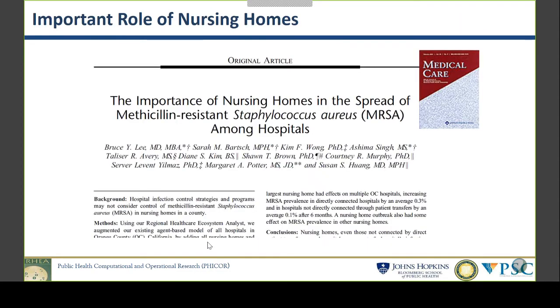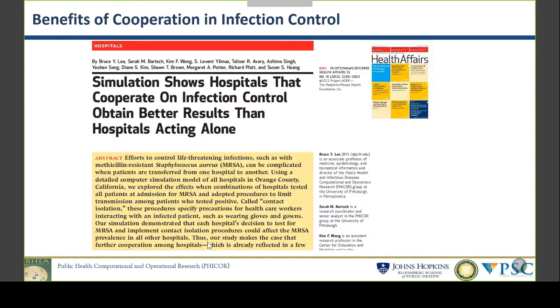So then we also went to look at the importance of nursing homes in the spread of methicillin-resistant Staph aureus. We have a paper in Medical Care about this. And then we also wanted to show how hospitals can coordinate. So another paper in Health Affairs where we did some simulations of how hospitals can coordinate on infection control and obtain better results rather than just one hospital acting alone.